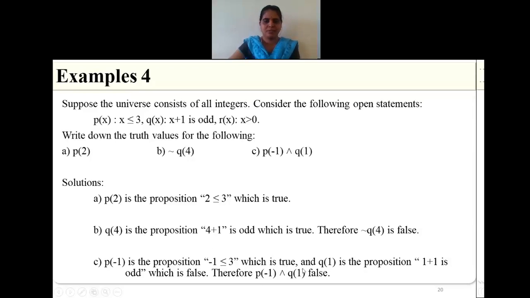Same as here, we can use a logical connective. P of minus 1 is a proposition: minus 1 is less than or equal to 3, which is true, and Q of 1 is a proposition: 1 is odd, which is false. Therefore, P of minus 1 and Q of 1 is false.